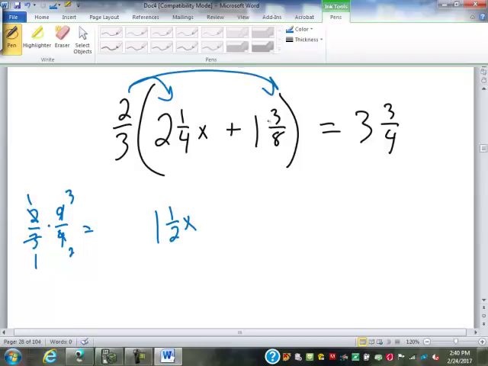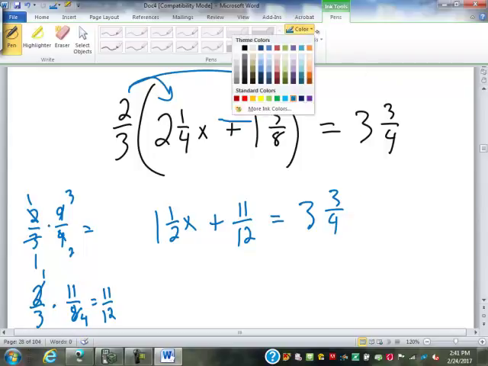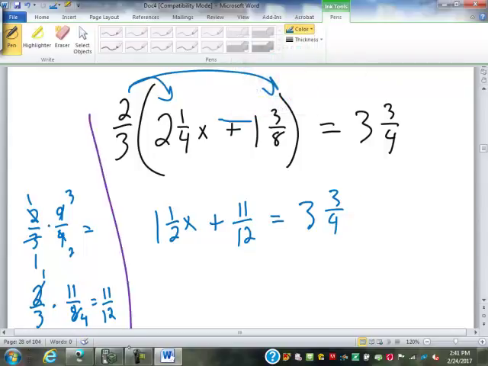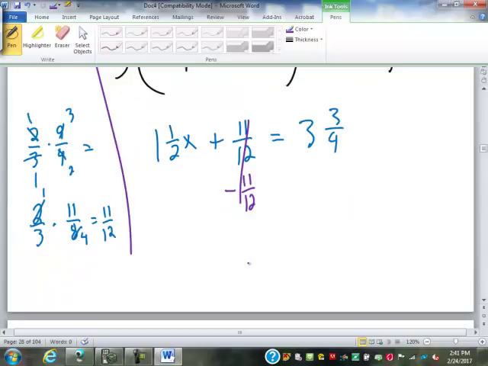We have 2/3 times 1 3/8. 1 3/8 has to become an improper fraction. That'll be 11/8. We can cross cancel the 2 and 8. We've got 11 over 12. So that's 1 1/2 x plus 11/12 equals 3 3/4. What's our next step? Perfect. We subtract 11/12.